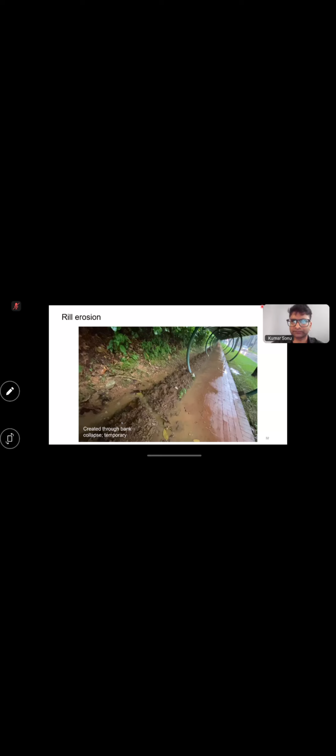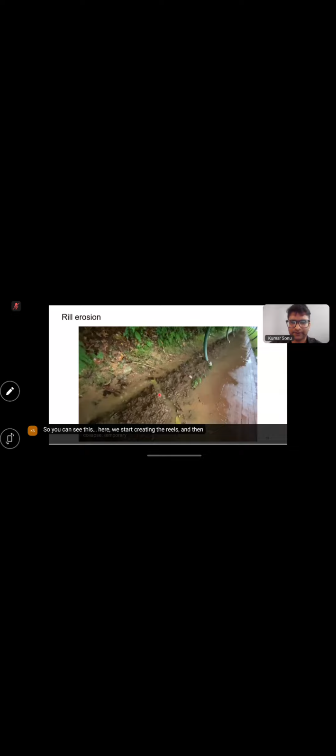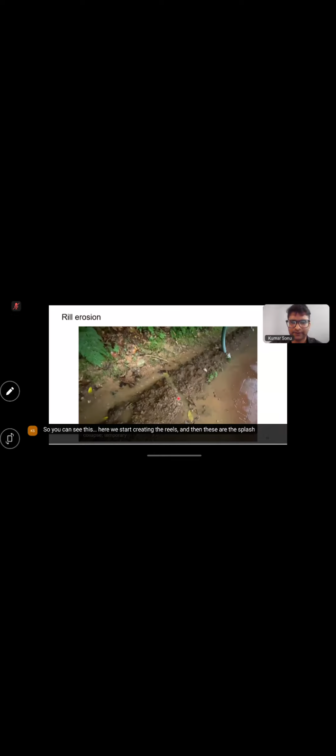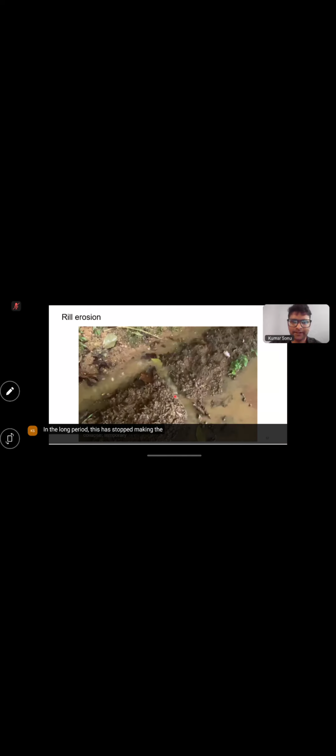So you can see this. Here we are starting to create the rills, and then these are the sheet splash over the land surface. And in the long period, this starts making the gully. Here you are able to identify the different rills.